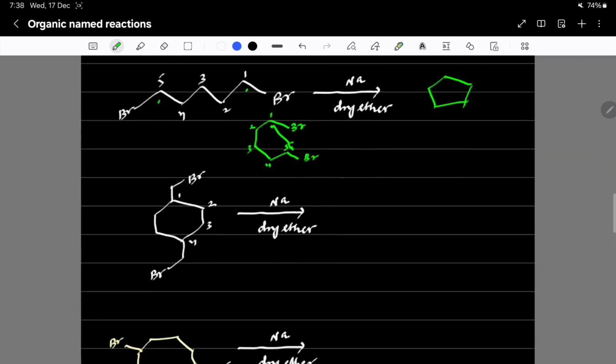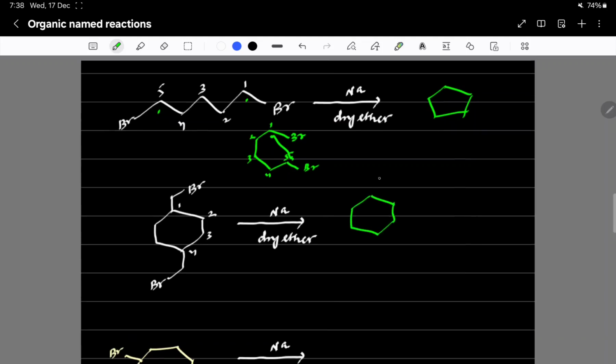Similarly, look at this. So this is a radical we will write. Now we will get the radical here. Now this is the radical. This is the CH2 radical. And look at this, this is our CH2 radical, right? Now this CH2 radical undergoes recombination. So we will get the product like this.